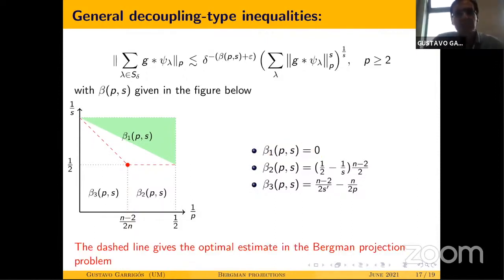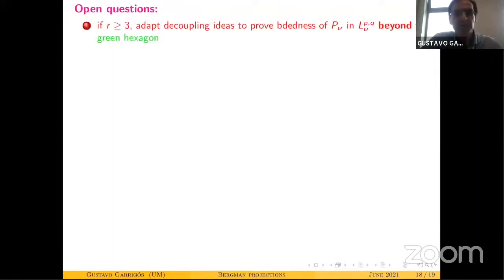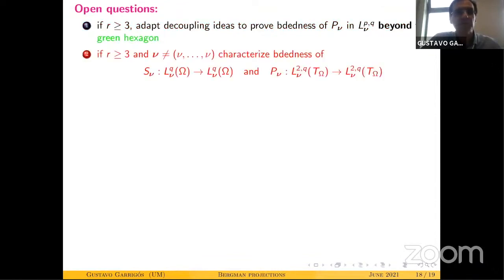Okay, so this is more or less the idea of the proof of this general case of non-diagonal weights. I would like to conclude with some open questions, some of which I already mentioned.